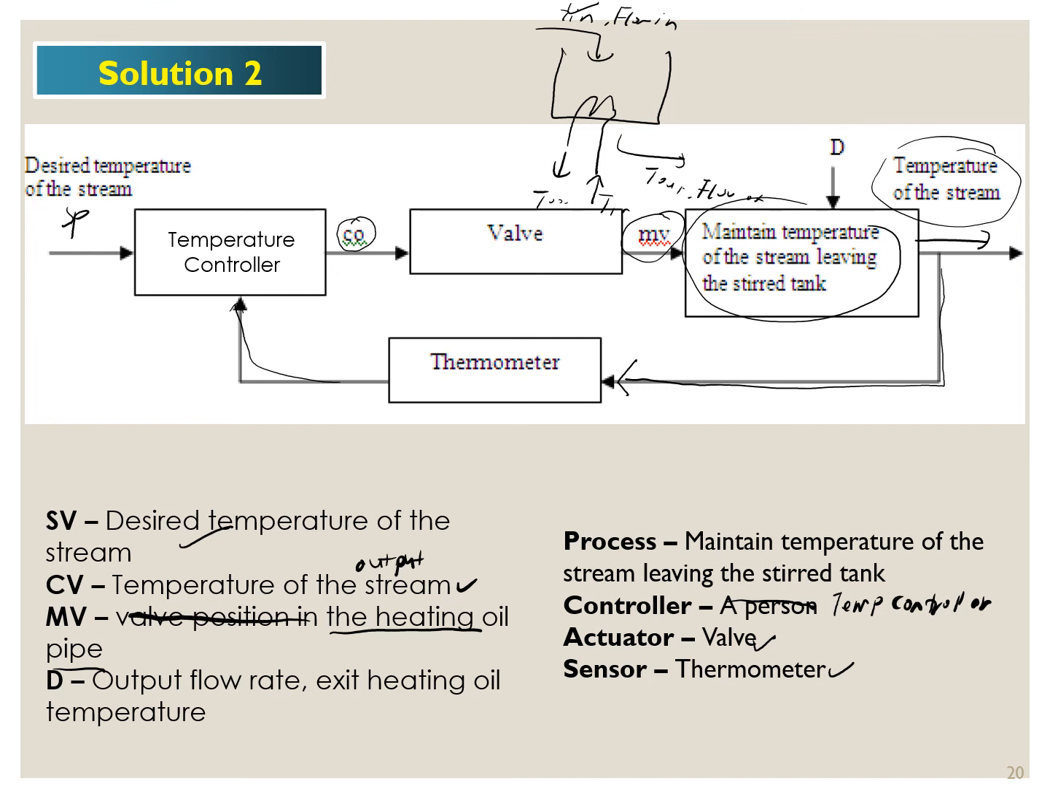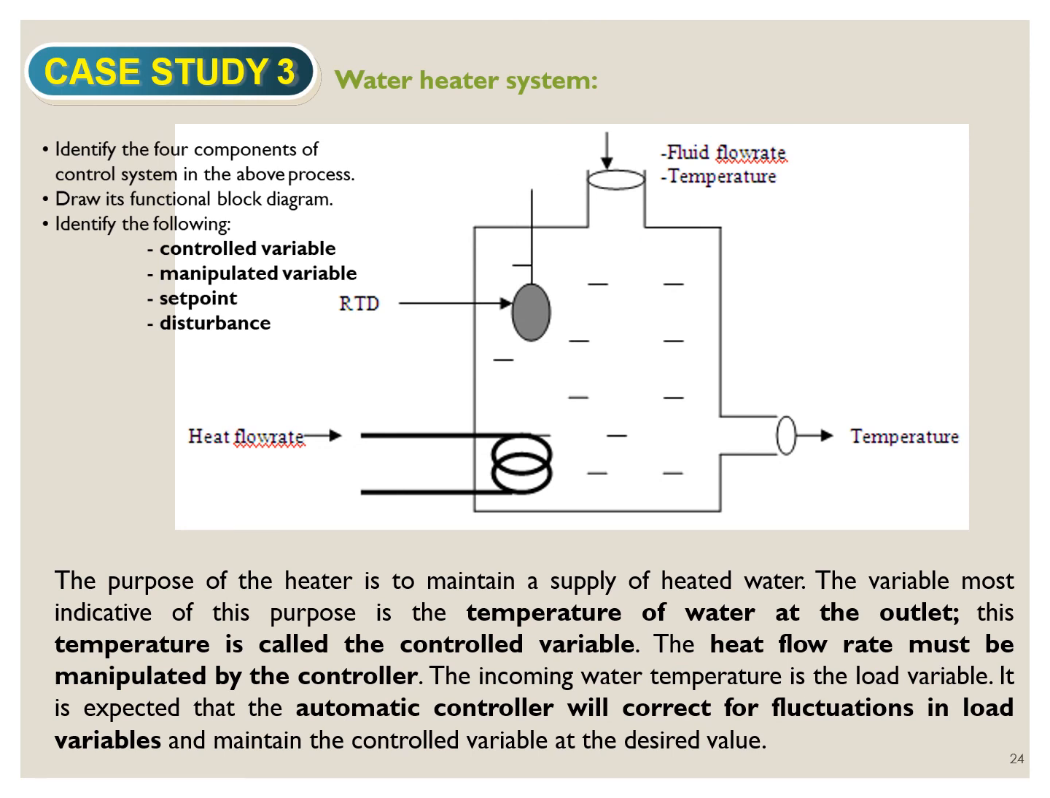To identify accurately, actually you have to do a sensitivity test, but for your general knowledge here, you can pick the variables left. It can be the output flow rate here, it can be the exit heating oil temperature here. Okay, that finishes case study 2. Now we move to case study 3.